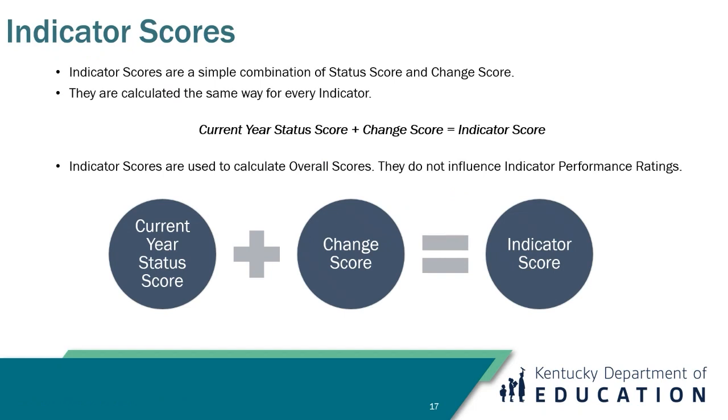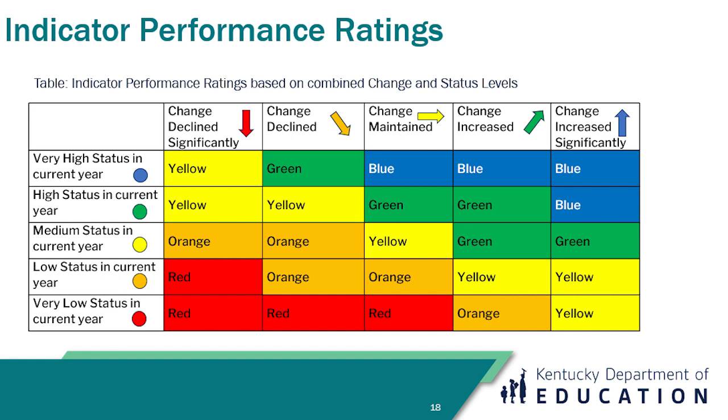Now that we know the status score and the change score, we can determine the indicator score, which is used to determine the overall score. By using our previous example, we will take the current year status score of 62 and add that to the change score of 10, which will give us the indicator score of 72. While this table does not have the specific cut scores, it can give you an idea of what the indicator performance levels will look like.